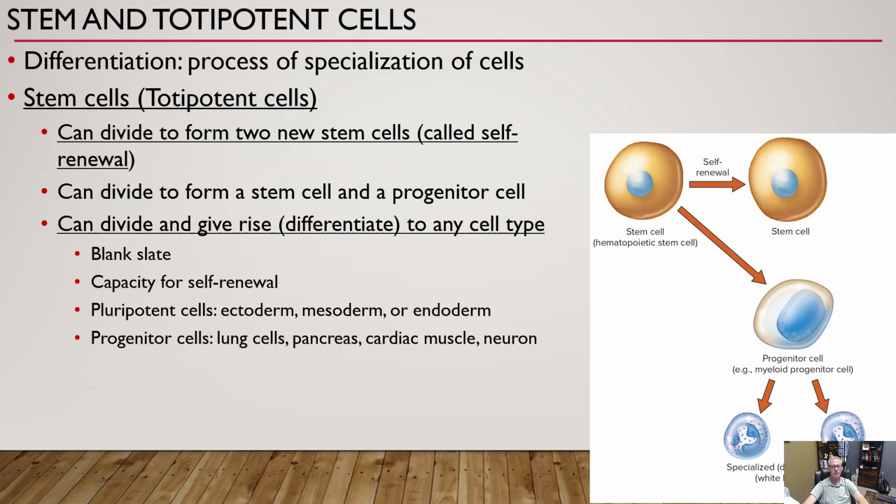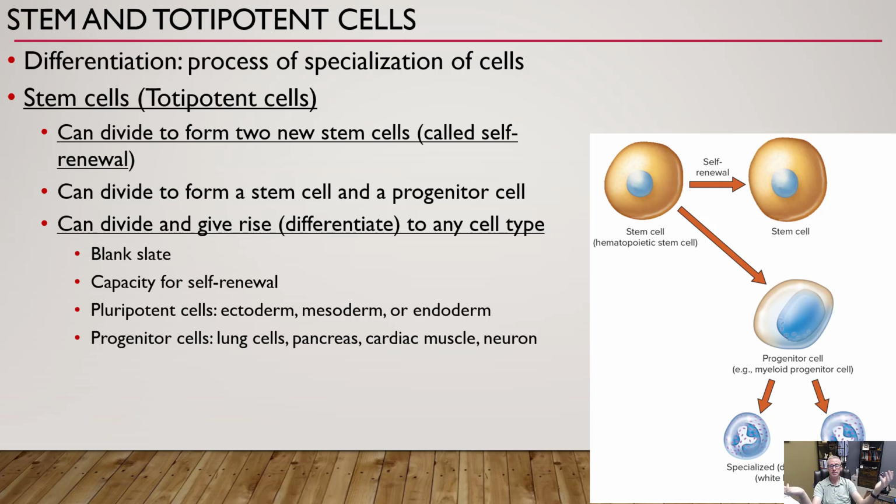So the three types of stem cells that we're going to talk about, the first one is going to be totipotent cells. Differentiation is a process of specialization of cells. We have these stem cells called totipotent cells. Basically, totipotent cells are self-renewal cells. They can divide to form two new stem cells. They can divide to form stem cells and progenitor cells, which we'll talk about later on.